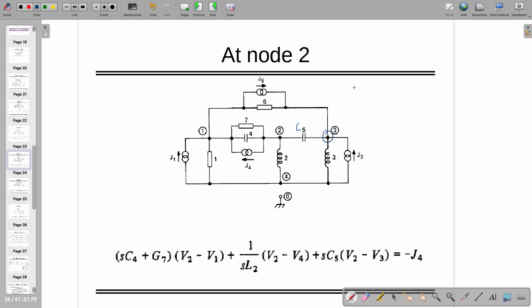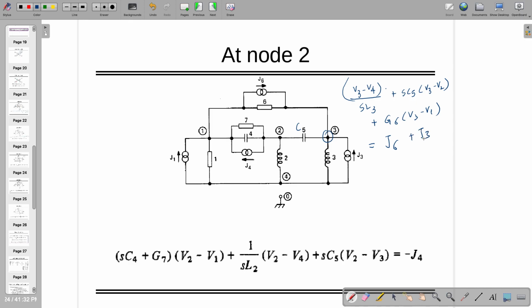V3 minus V4 by SL3, okay, plus SC5 (V3 minus V2) plus G6 (V3 minus V1) is equal to J6. So J6 is coming this side. So should I keep plus or minus? Okay. What about J3? Is there anywhere J2 also?